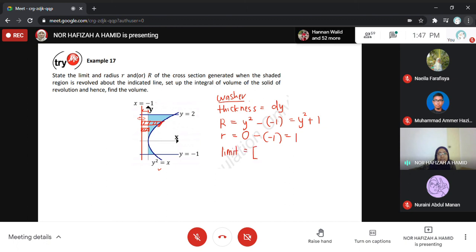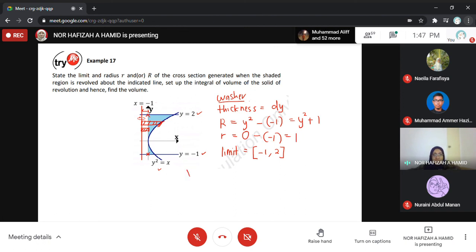Okay, so limit is from y axis. Okay, so you kena ada point kat sini. So dia dah bagi negative 1 dengan atas ni dia dah bagi 2. So kalau dah bagi, you terus ambil je lah. Negative 1 until 2. Okay, lepas tu you boleh substitute dalam formula for washer method.